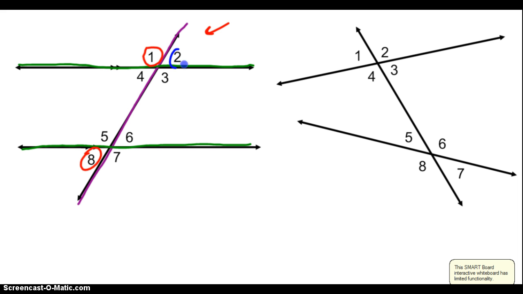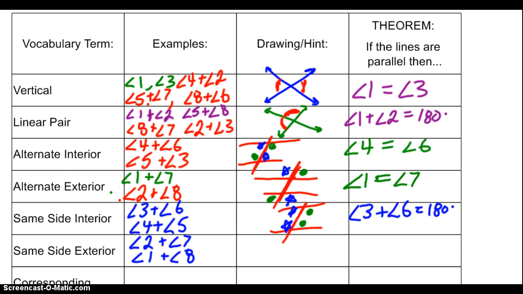It's going to be 2 and 7. 2 and 7 are the other same side exterior angles. Let's go write those down and draw a picture. Right, so 2 and 7 are same side exterior angles. That's their pair. 1 and 8 are same side exterior angles.